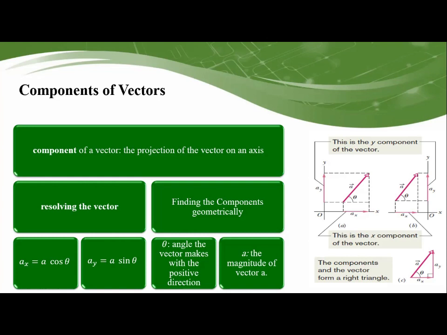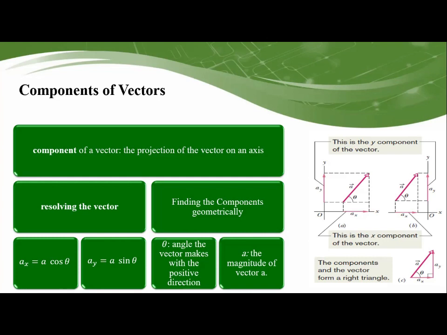To find the projection of a vector along an axis, we draw perpendicular lines from the two ends of the vector to the axis, as shown. The projection of a vector on the x-axis is its x-component, and similarly, the projection on the y-axis is the y-component. The process of finding the components of a vector is called resolving the vector.